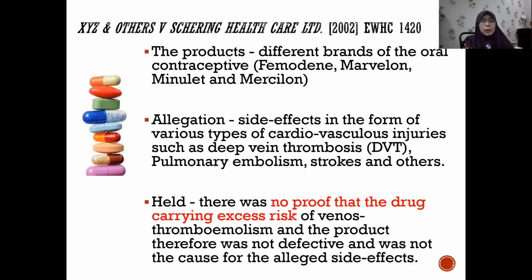This is the pill for family planning. The names are Famidine, Marvelin, Minilet, and Meslin. Then there was an allegation of side effects in the form of various types of cardiovascular injuries, such as deep vein thrombosis (DVT), pulmonary embolism, strokes, and others. But there's no concrete evidence to prove that.